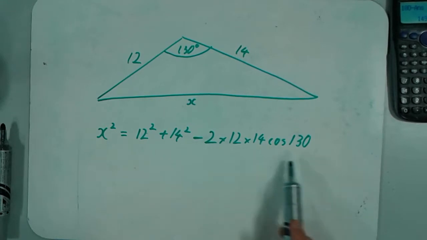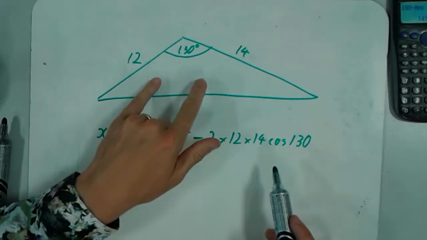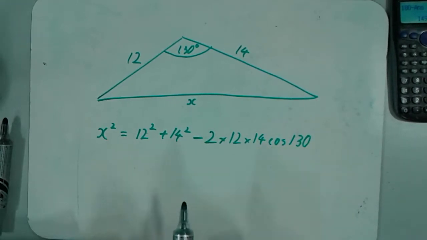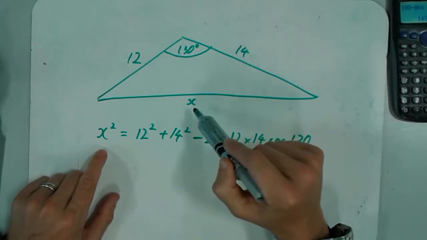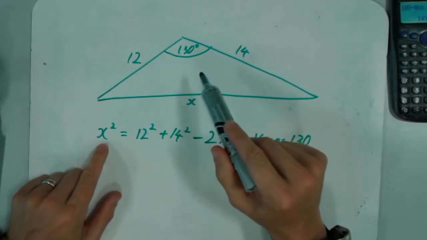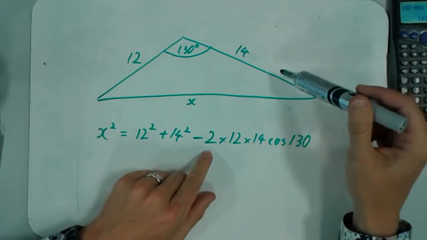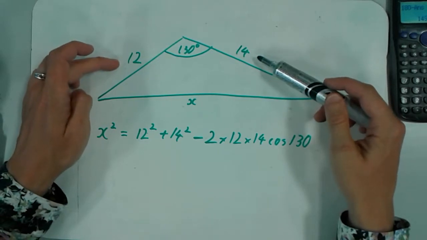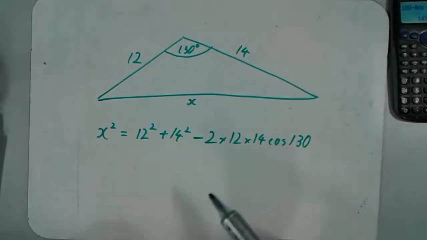That's why this term doesn't appear in Pythagoras' theorem. In that case, if we use the cosine rule on a right angle triangle, this would be 0, so this whole term would disappear. So this is our cosine rule. The side length opposite the angle you know, squared, is equal to the sum of the squares of the other two sides minus 2 lots of those sides multiplied together times cos of the angle.